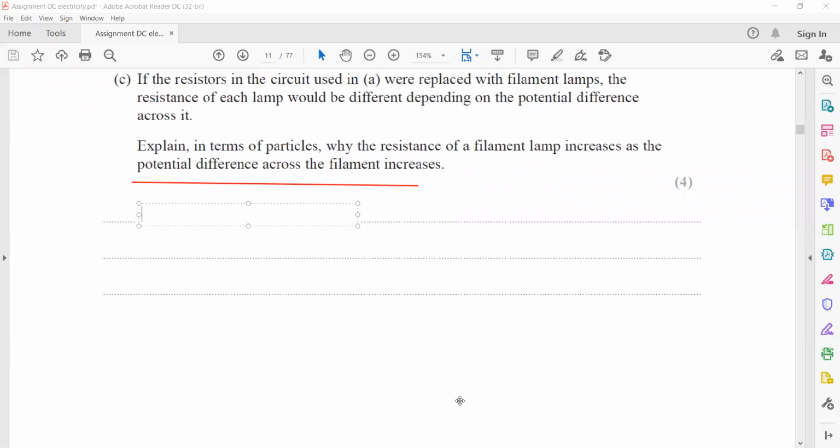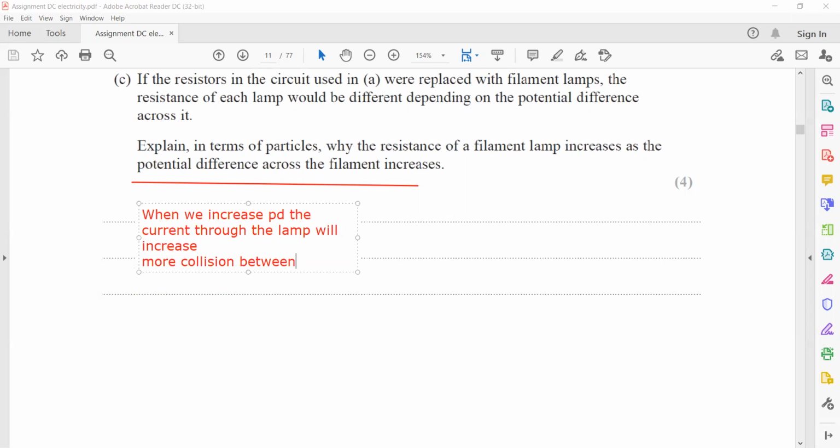So basically as we increase the potential, the current will increase, and as the current through a lamp increases, there will be more collisions between electrons and the lattice or the ions present, and the ions will move faster, vibrate faster, and current is having a heating effect.